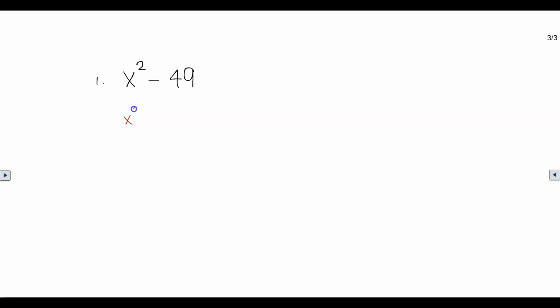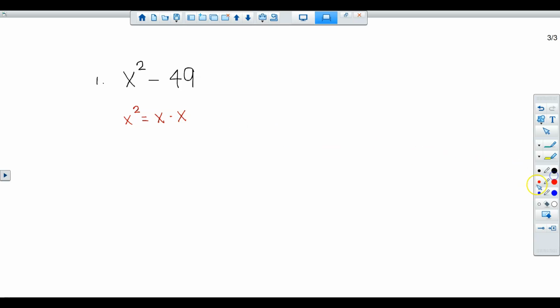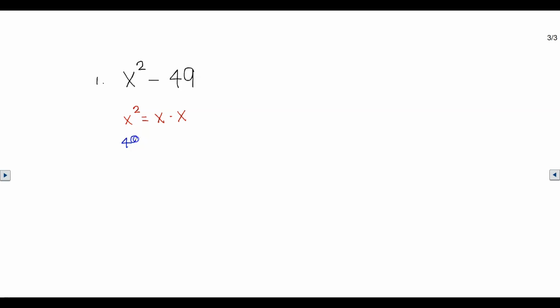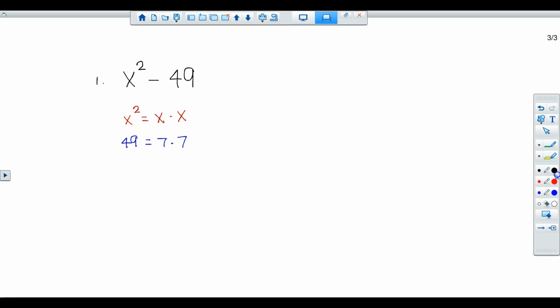And then is x squared a perfect square? Well, I know that x squared is the result of doing x times x. Is 49 a perfect square? Well, I know that 49 is 7 times 7. So both of those qualify as perfect squares because I can multiply x times itself to get x squared and 7 times itself to get 49. So now we will factor this.